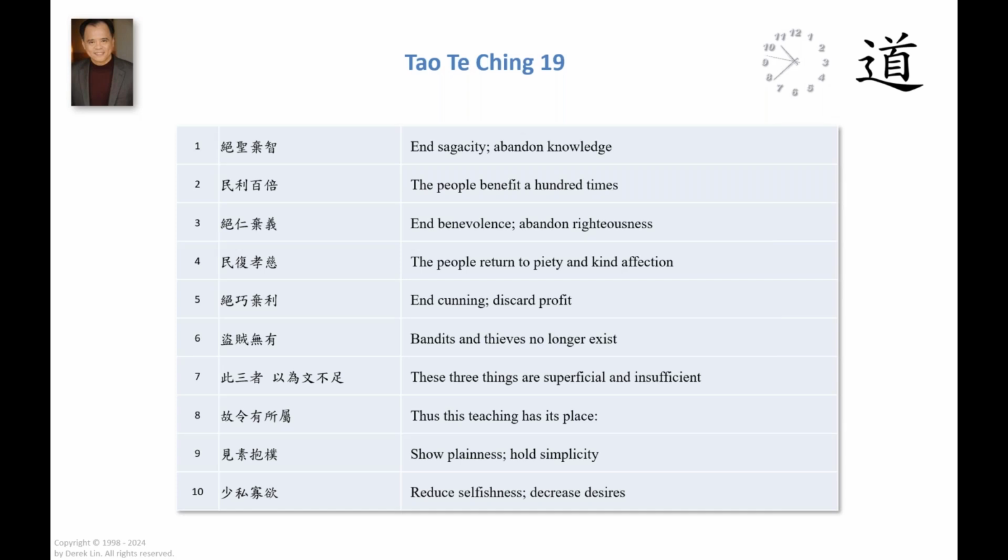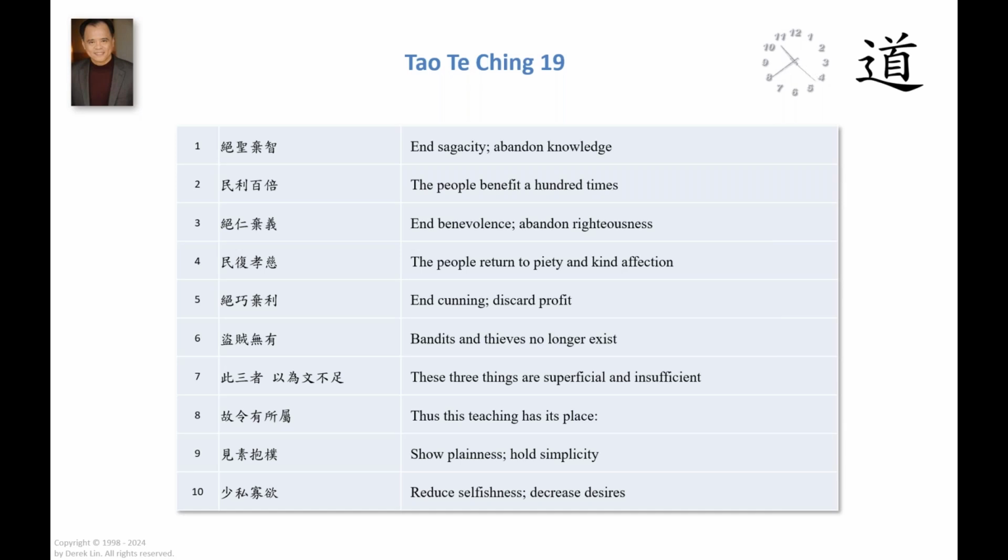Show plainness, hold simplicity, reduce selfishness, decrease desires. So the chapter appears to be very brief and concise, but as usual, behind these characters, these words from Lao Tzu, there is a world of meaning for us to explore.